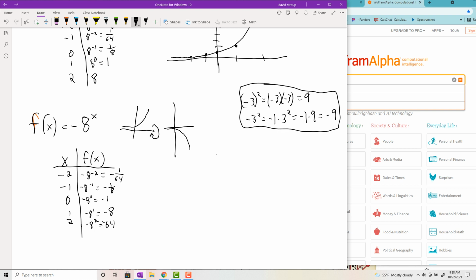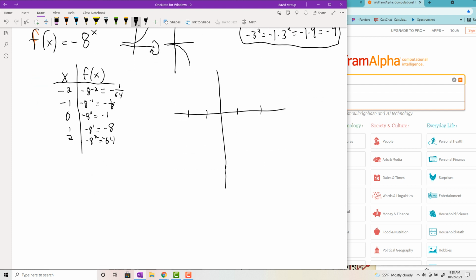All right, let's go ahead and graph this thing and see what happens. This time I know it's going to be going downwards, so I want to graph that. 1, 2, 3, 4, 5, 6, 7, 8, cheating, and then 64 negative. So negative 2, negative 1 over 64, negative 1, negative 1/8, 0, negative 1, 1, negative 8, and then 2.